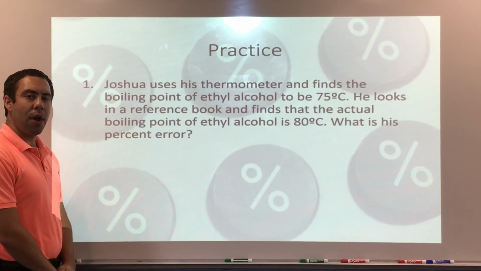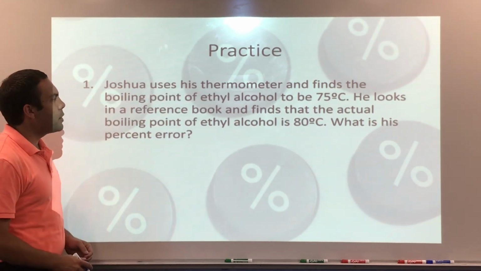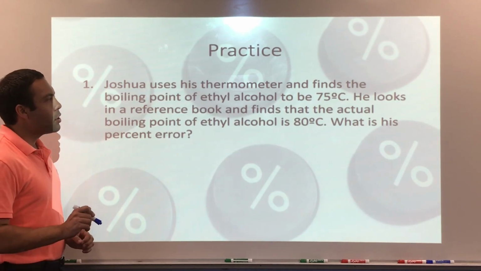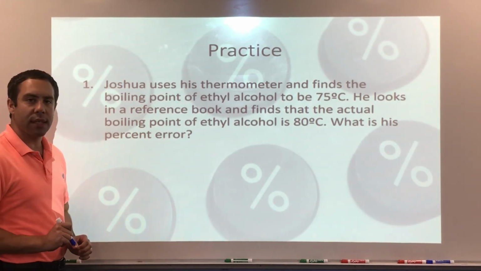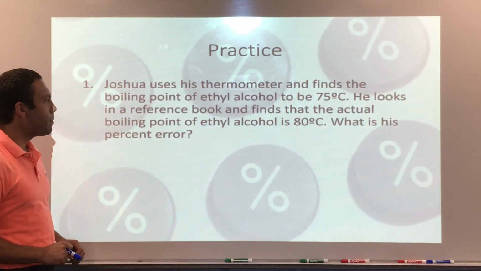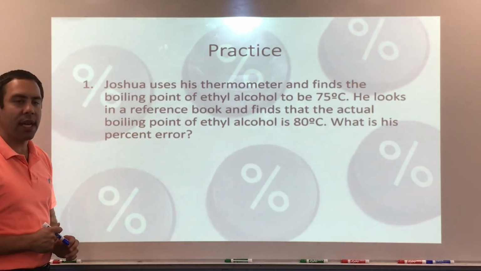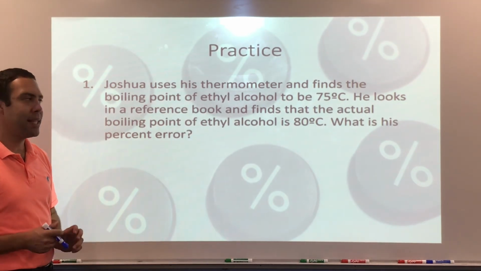Practice problem number 1 states, Joshua uses his thermometer and he finds the boiling point of ethyl alcohol to be 75 degrees Celsius. He looks at a reference book and he finds that the actual boiling point of ethyl alcohol is 80 degrees Celsius. What is his percent error?